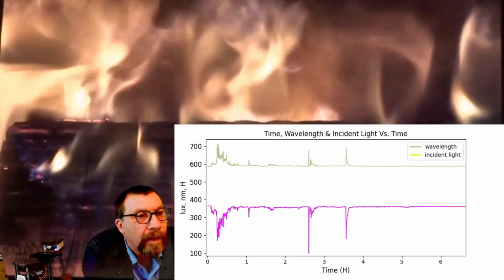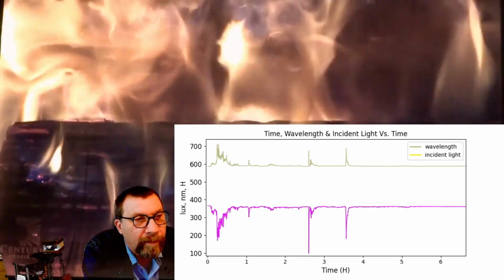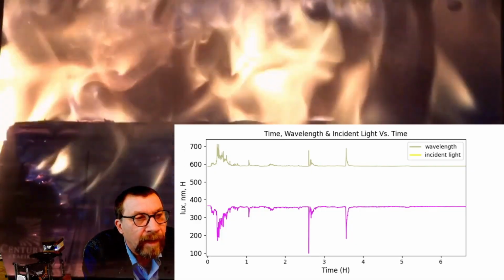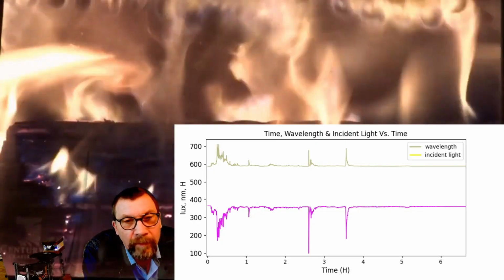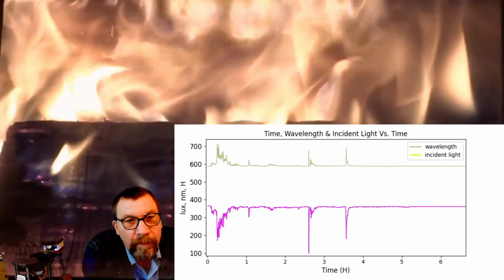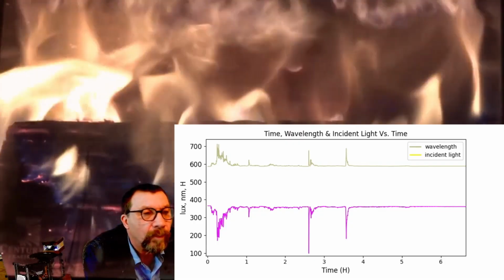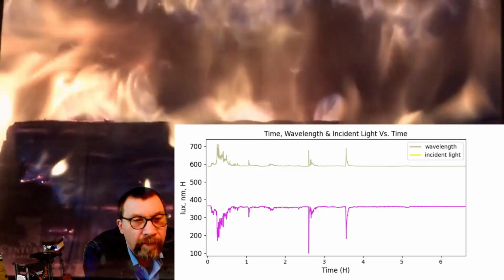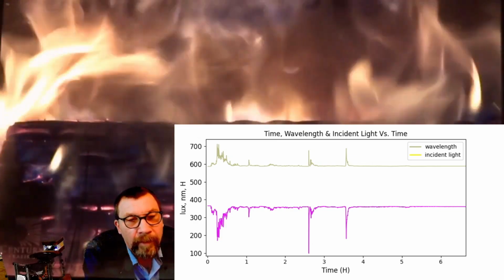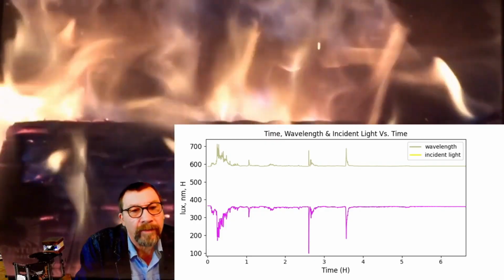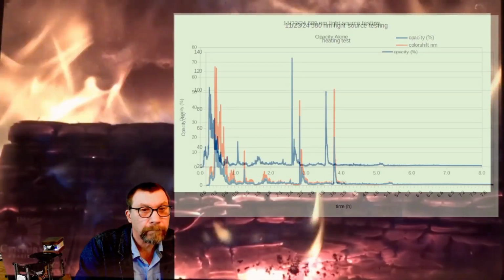sensor. The other one is wavelength, and you can see in that one where we get corresponding disturbances, we get disturbances in wavelength as well. So this is another indication that not only does smoke block the light, but it strips off some of the blue light or scatters some of the blue light.